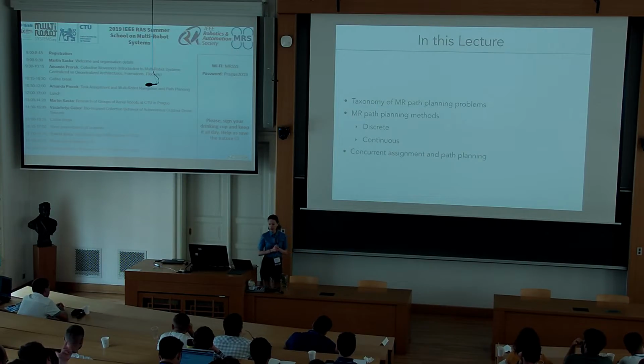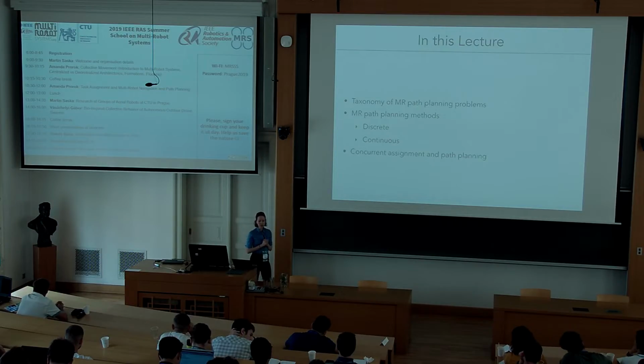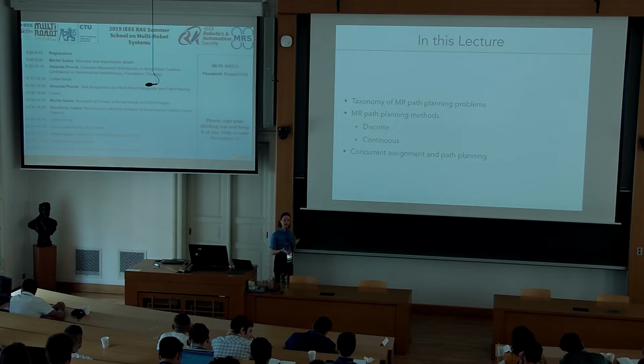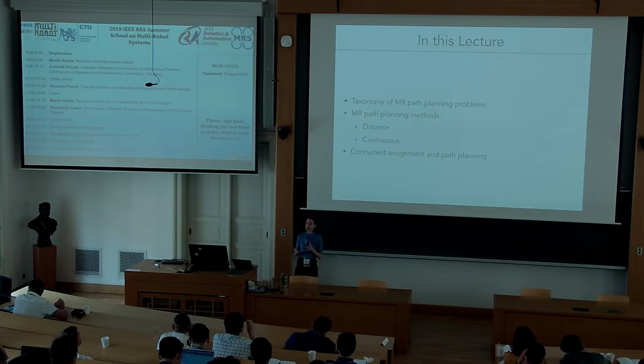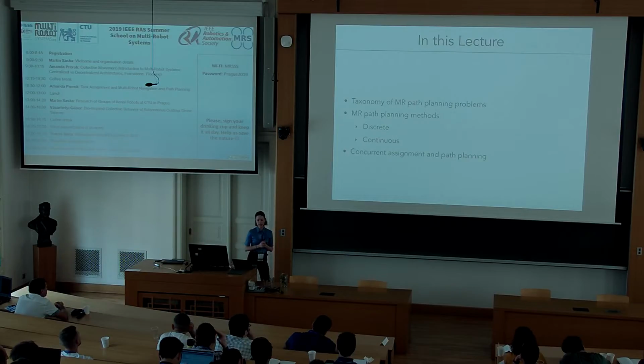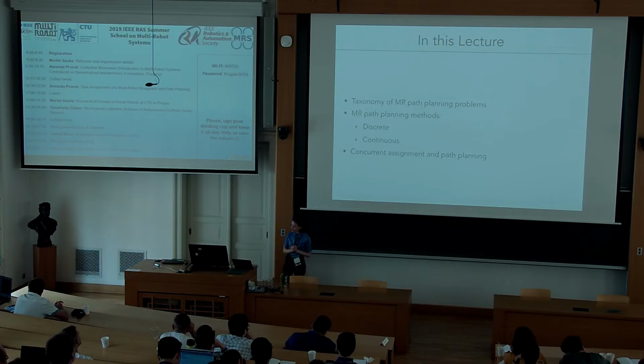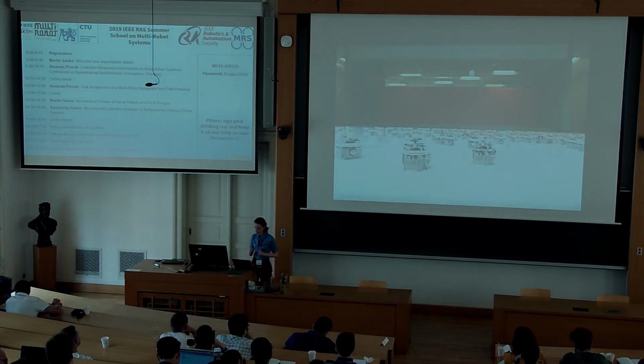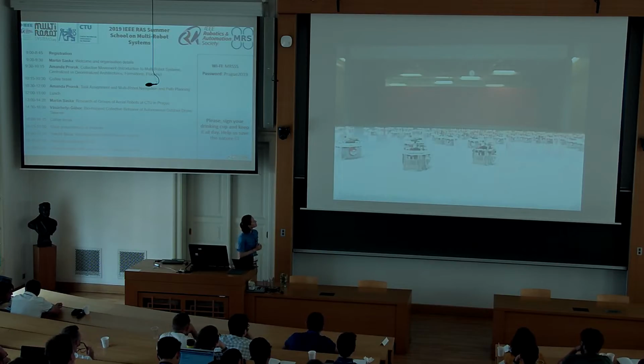Then I'm going to talk about two different approaches to the path planning problem, one in the discrete domain and one in the continuous domain. And at the end, I will give you one example of an alternative method that we can use to solve path planning in multi-robot systems, which is basically called the concurrent assignment and path planning problem. So those are the things that I'm going to talk about. But first, I'm going to start off by playing a movie, which I'm very fond of. I just want you to have a look at this movie and see what's going on here.